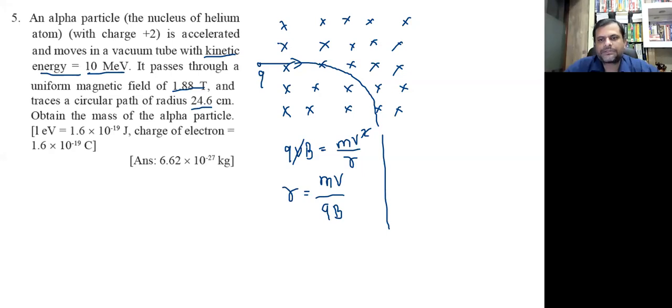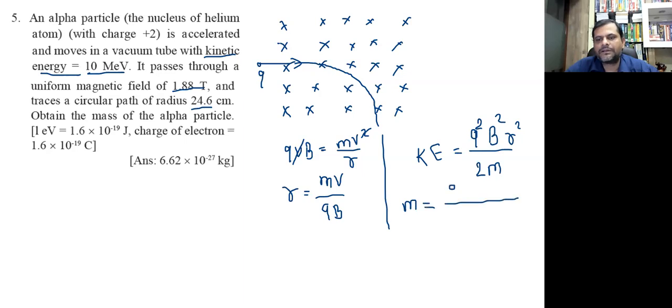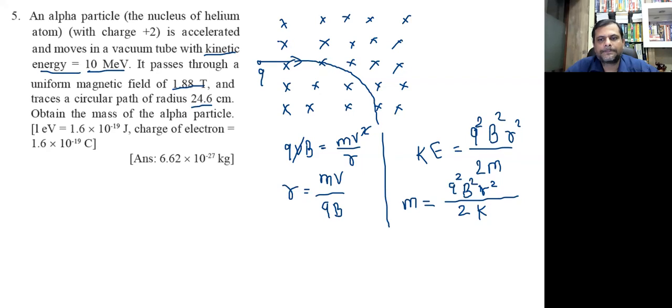Okay, so let us try to express this in terms of the kinetic energy. Already we have proved that kinetic energy is given by the formula q square B square r square upon 2m, correct? So r is also given, B is also given, q is also given. So we can just rearrange this formula to get the mass, that is q square B square r square divided by 2 times the kinetic energy, correct? And then we'll be able to solve this further.